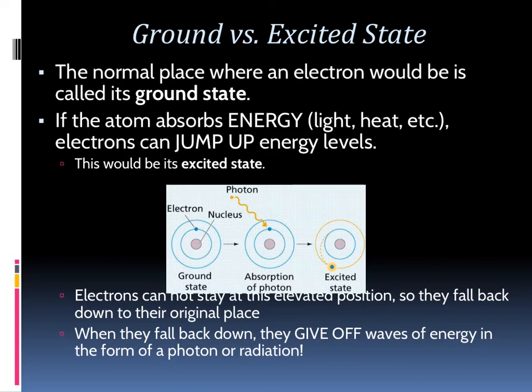The cool part about this is that when the electron falls back down to ground state, the energy it gives off comes off in the form of a photon, which is traveling light, or in the form of radiation.